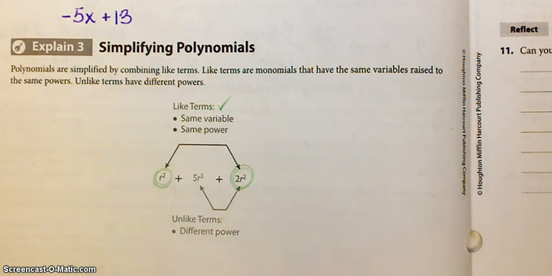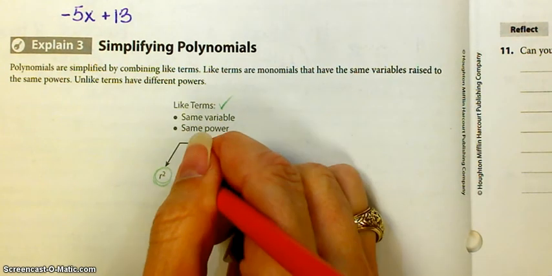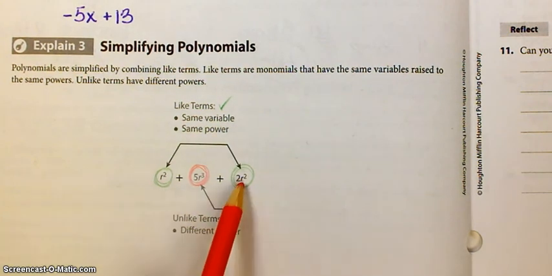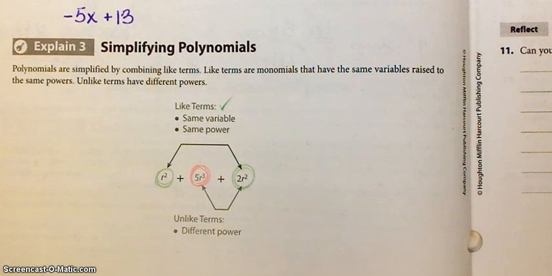However, this other term, 5r to the third, the r is raised to a different power, so you cannot combine it with these other two. So it's an unlike term because it's raised to a different power. All right.